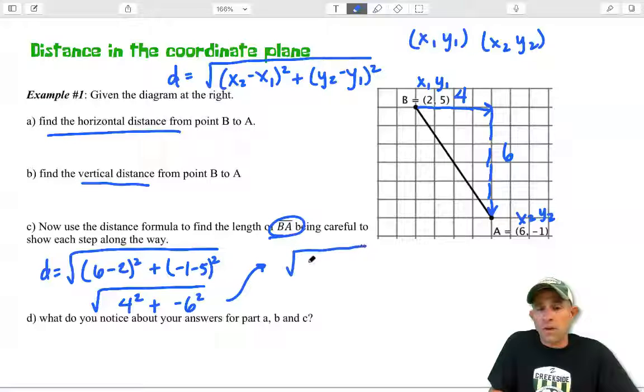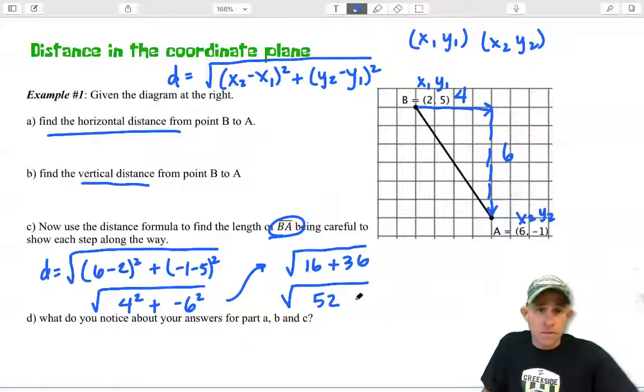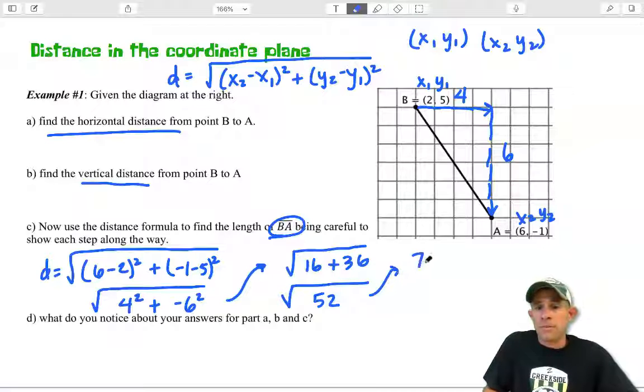All right, our next step then is to square both of those. When I square a 4, I get 16, and when I square a negative 6, I'm going to end up with a positive 36. Next, I'm going to add 16 and 36, and that gives me 52. So my distance from point A to point B is the square root of 52, or if we want to simplify that down, that's approximately 7.6.